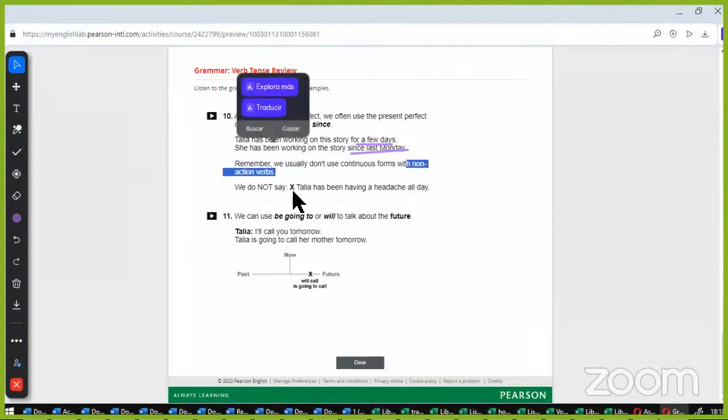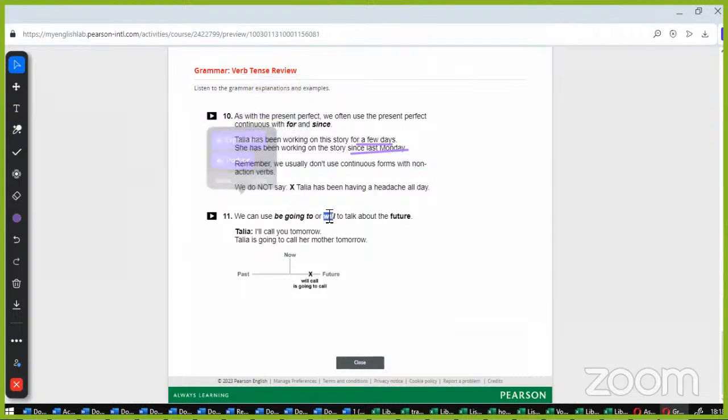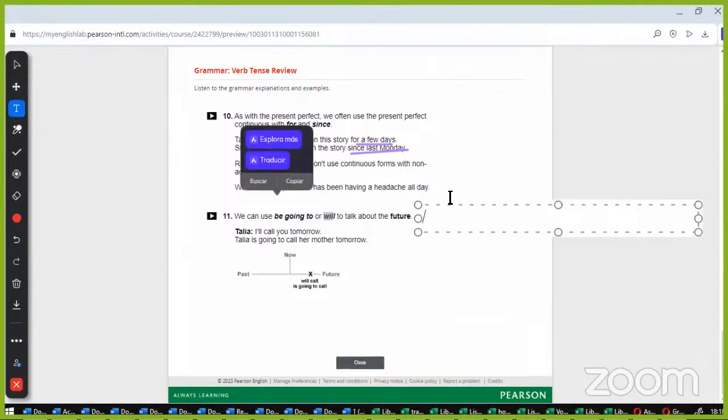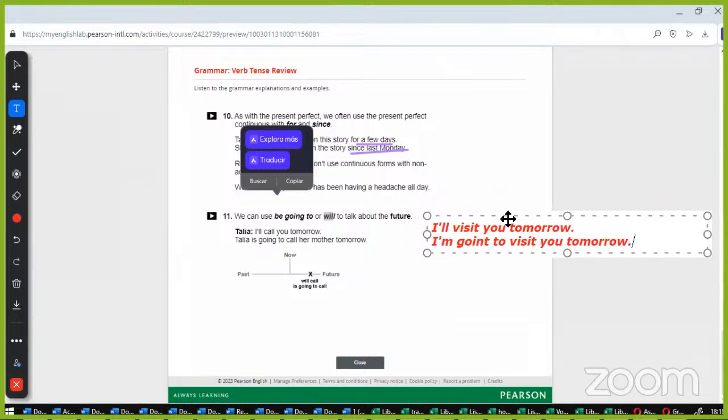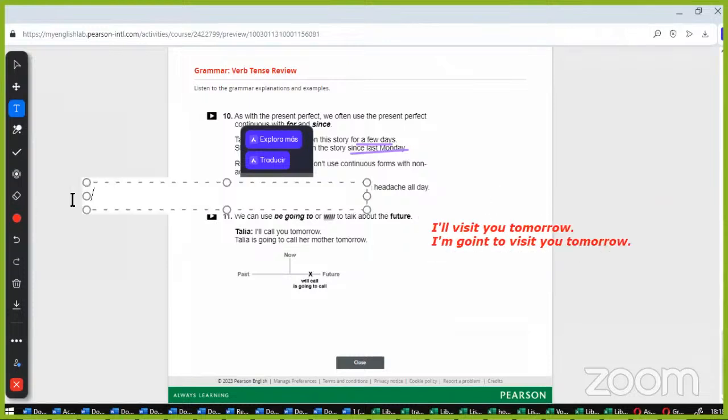And finally, for the future, we are going to use be going to or will. I don't know. I'll call you tomorrow. Tally's going to call her mother tomorrow. Okay, so I'll visit you tomorrow, or I am going to visit you tomorrow. Okay, any question maybe?